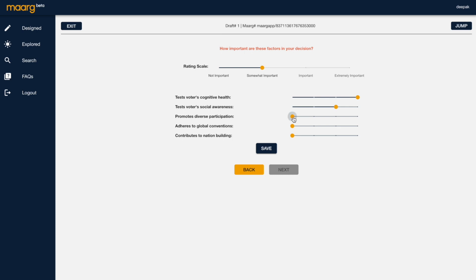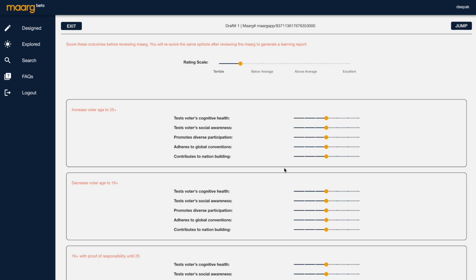Let's say I don't care, so this is not important to me at all. And then adheres to global conventions, let us say this also doesn't even matter. And finally contributes to nation building, let's say this has to be high. Now, once we do the decision factors, we can always revisit and change this. For now, we save and move on to next.